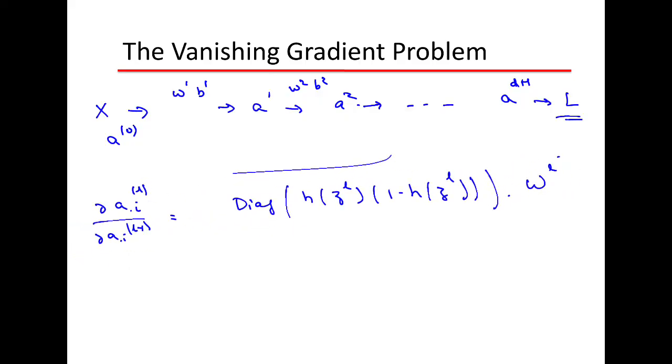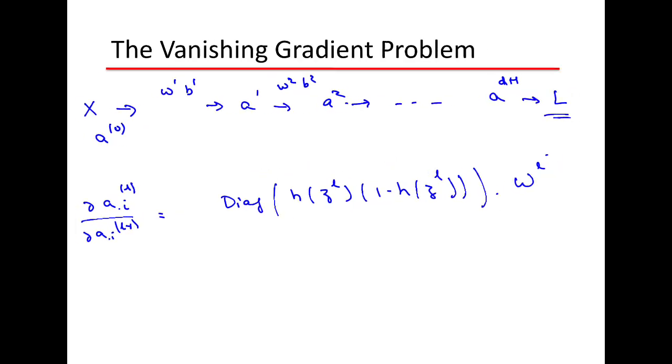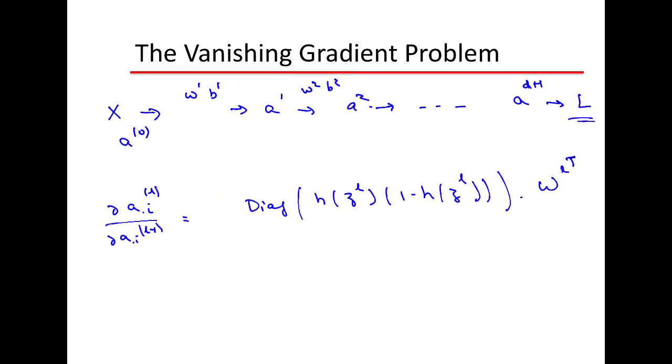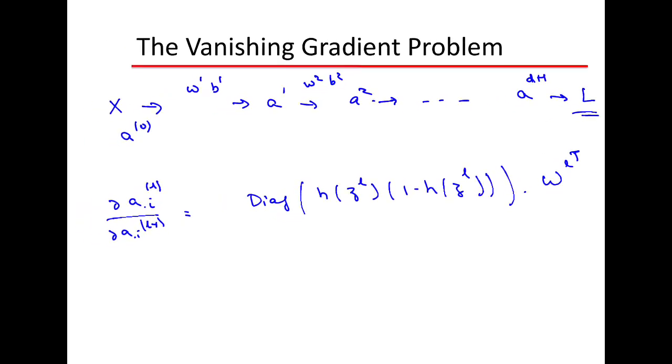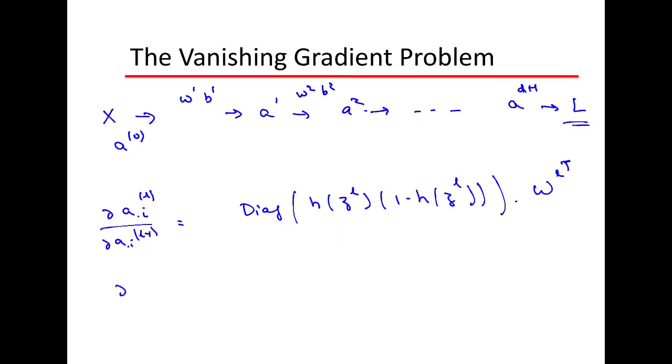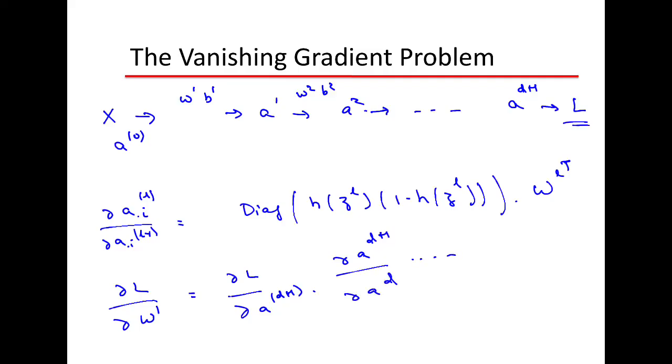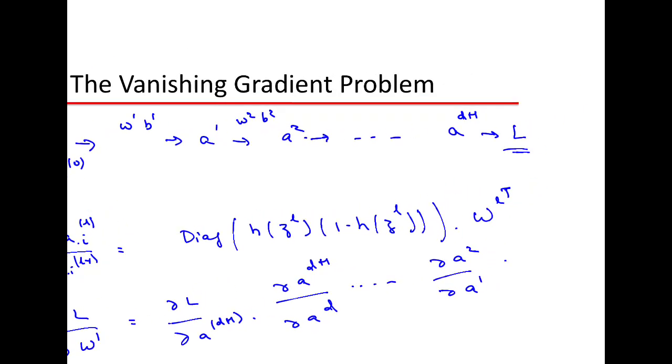And I get this term here, which is this diagonal times WL transpose. Okay? And similarly, when I do del L by del W1, let's say, I want to find the derivative with respect to the first layer. This will be del L by del A of D plus 1, into del A of D plus 1 over del A of D, and so on up till del A2 over del A1. And then I do del A1 by del W1.